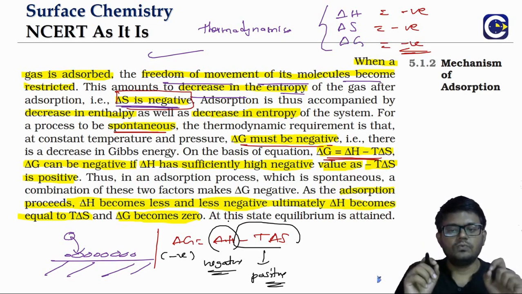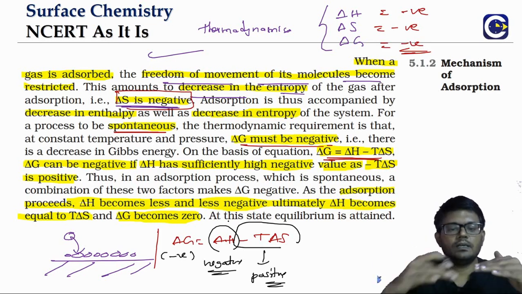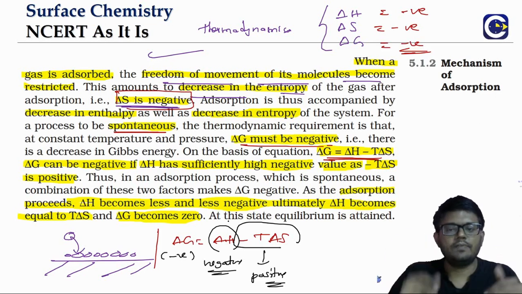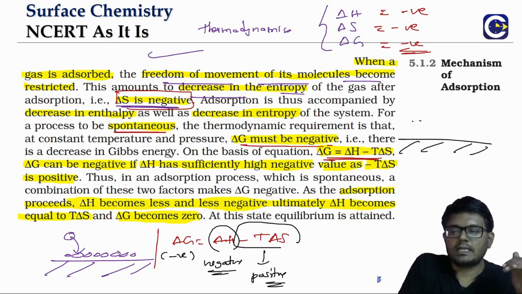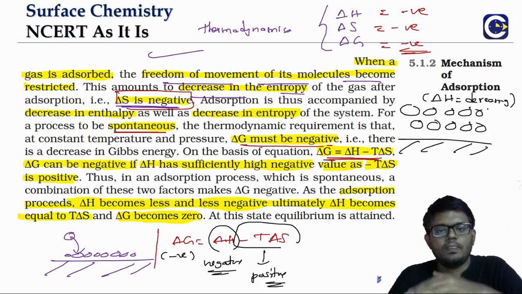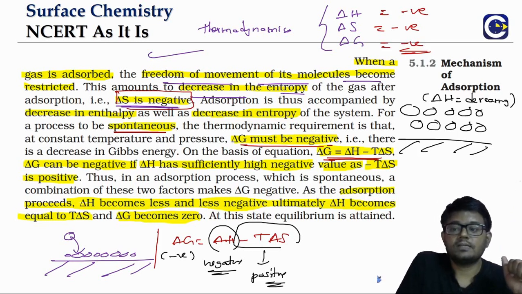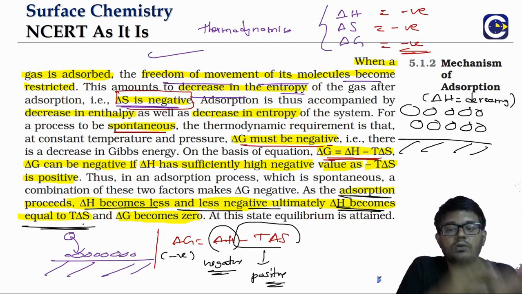When we allow adsorption to happen, as we will see when we go to the types of adsorption, as more and more particles are coming and settling on the surface of the solid, the delta H value will keep decreasing. Initially, when adsorption is happening, more heat will be released. As time goes by, the amount of heat released will keep decreasing. So as adsorption proceeds, delta H becomes less and less negative. And ultimately we will reach a stage where delta H is equal to T delta S.